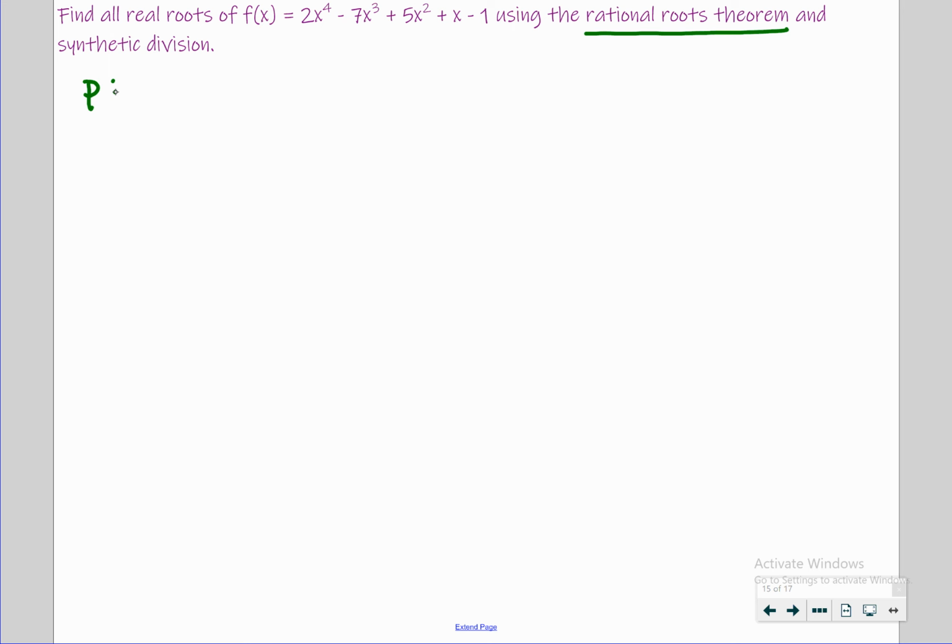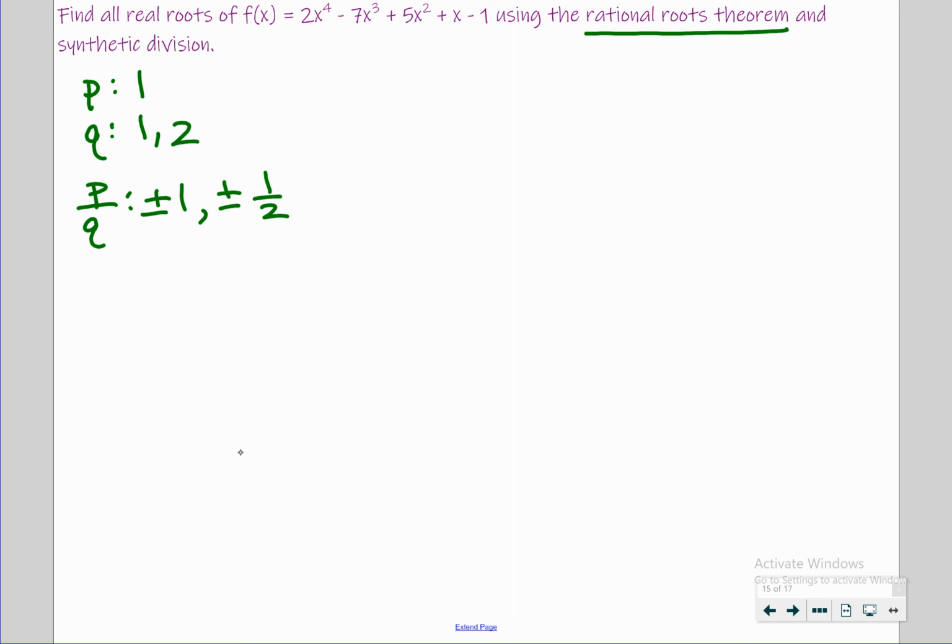From the constant term, 1. So factors of 1 are 1. Q's, from the leading coefficient, which is 2, so 1 and 2. And then all the different ways, which you're not going to have a lot here, that you can do P divided by Q. So plus and minus 1 over 1, 1, plus and minus 1 over 2.